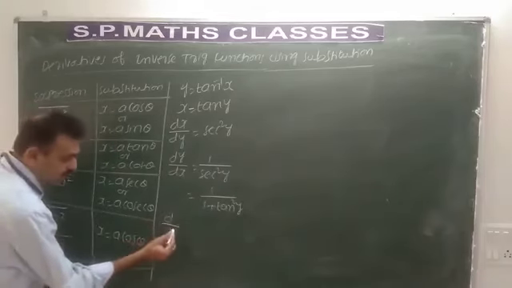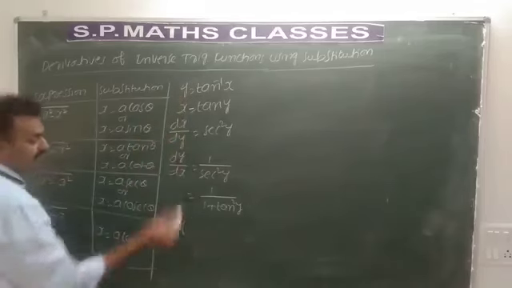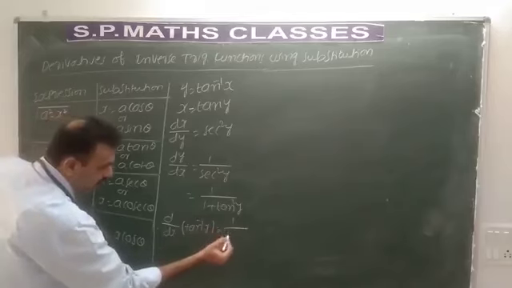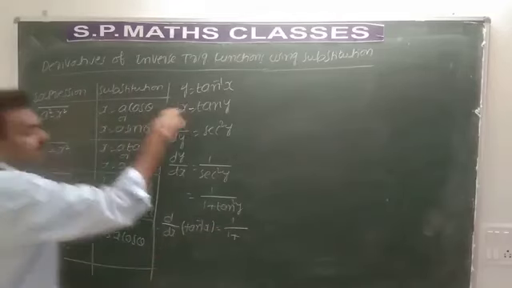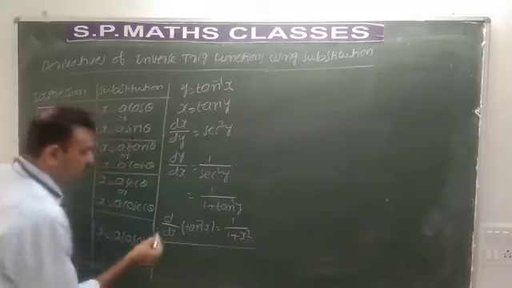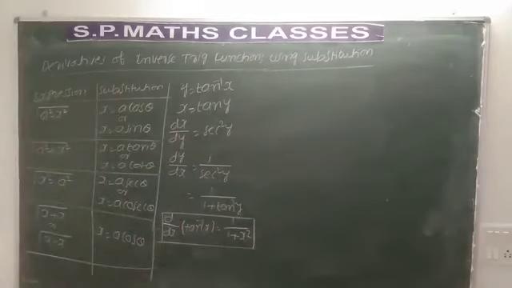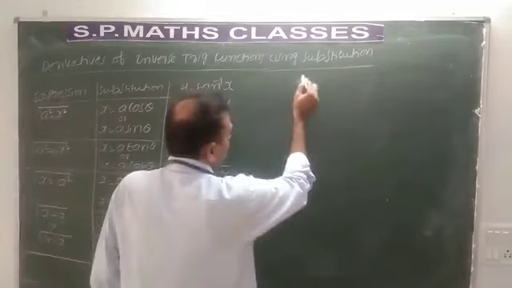So d by dx of what is y? y is nothing but tan inverse x. On the RHS, substitute 1 divided by 1 plus tan squared y. Tan y is x. So we conclude the derivative of tan inverse x is 1 by 1 plus x squared. Hope you have understood this. We will take the next one.